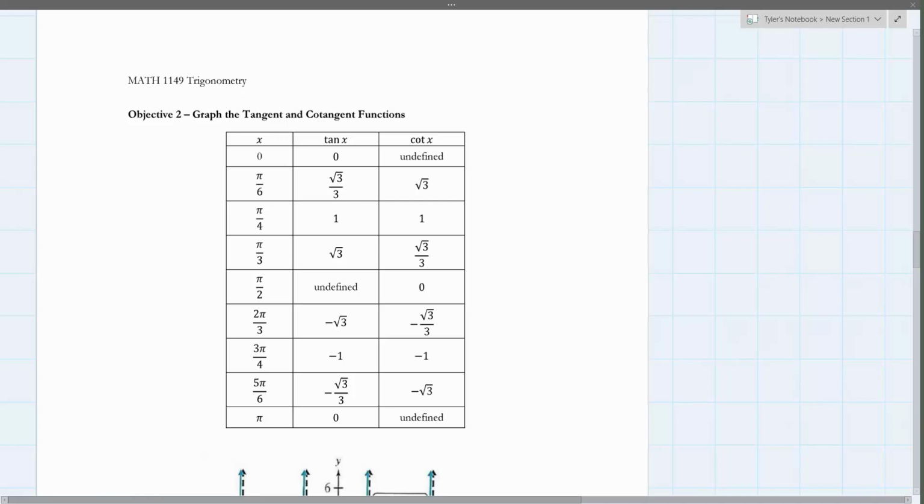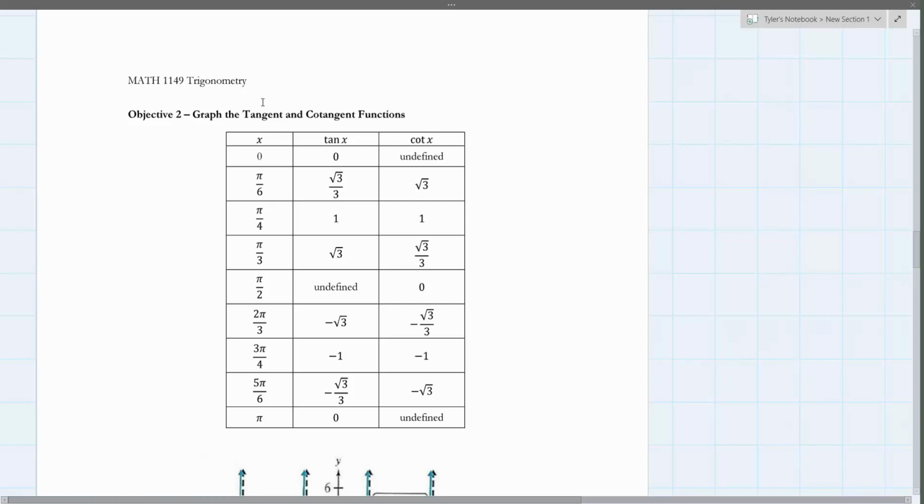Hi, I'm just making a quick video to wrap up graphing tangent and cotangent functions. So we went over some of this, but I just want to review a little bit and then be able to work through the last couple of examples in the notes. The first thing I have listed here is an XY T chart for various x values in tangent and cotangent.